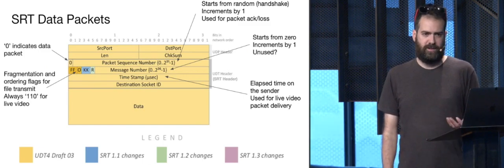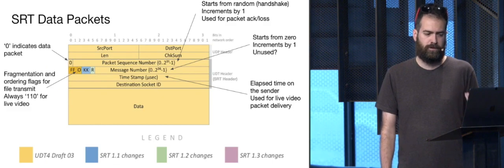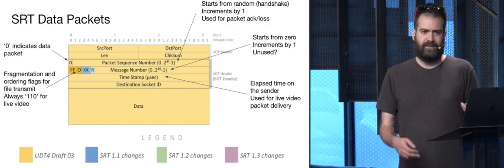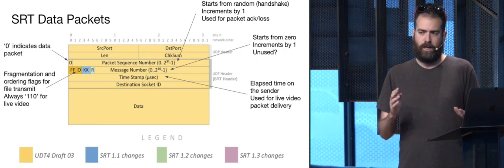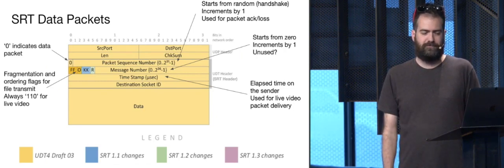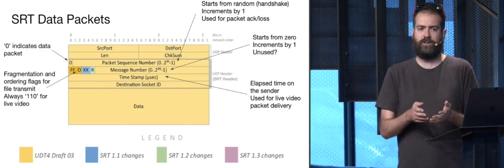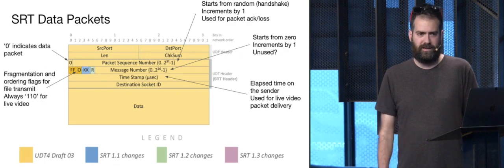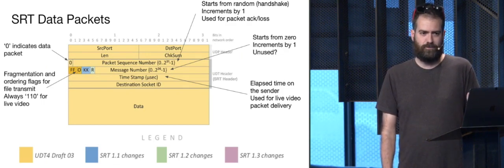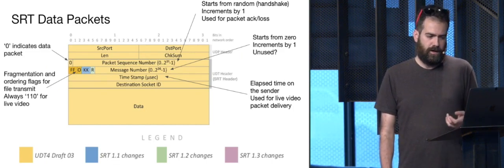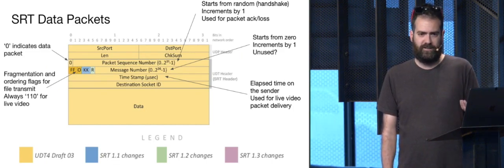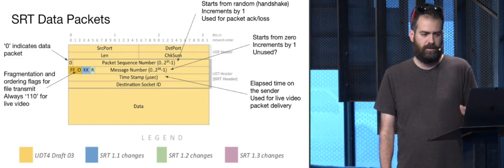So we have these fragmentation and ordering flags, and they're always 110 for live video, and 11 means standalone. And the message number I think is really for messages fragmented across multiple packets. But in live video mode, we just cram as many TS as we can, and we call it a standalone message. So it's really for file transfer mode. The ordering flag just says it's OK to deliver this out of order if something has gone wrong.